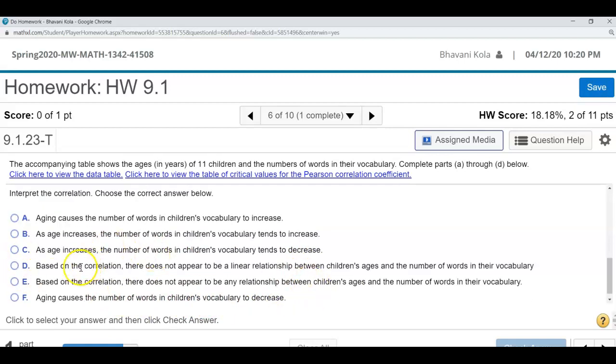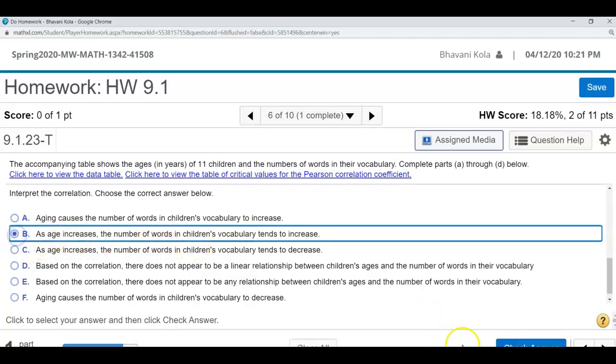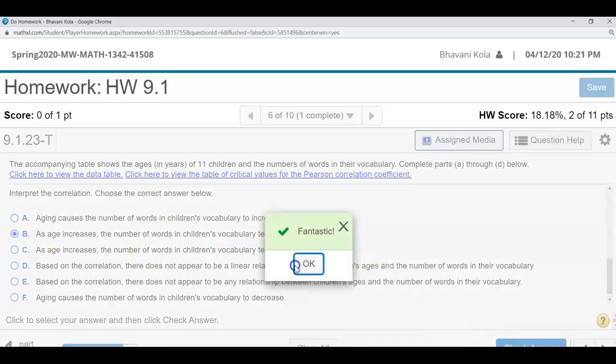Please make sure, based on the correlation, there does not appear any linear relationship. So each and every word is very important. When I look at it, it says as the age increases, the number of words in the children's vocabulary tend to increase. And I will check my answer. That is fantastic.